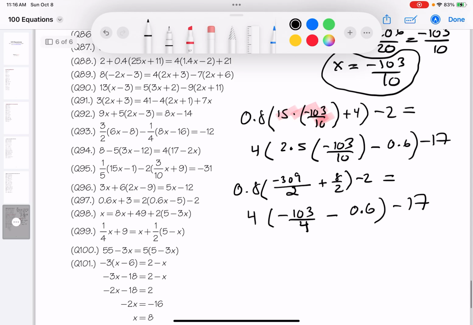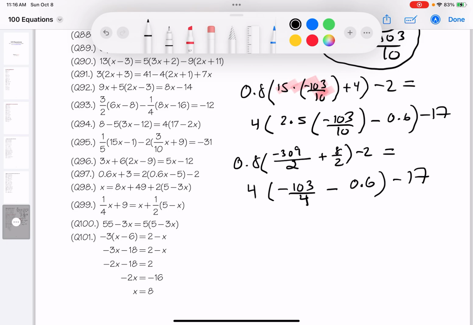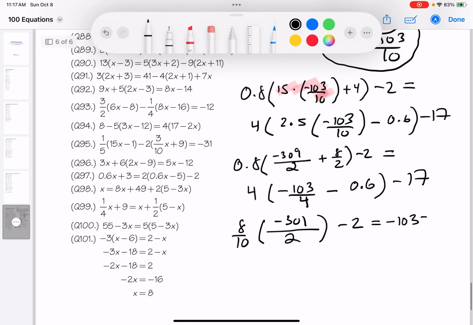All right, let's keep going. Now, as I do this over here, I'm going to write down the 0.8 as 8/10 now. Now, 8/10, I hope you realize, you could write differently, but I'm not going to do that. I'm going to write this as a 2 here. And what do you get? You get minus 301. Minus 2 equals, well, I got to do this now. What do you get? You get minus 103. And 4 times 0.6, by the way, is 2.4. Minus 17. Let's keep going. I know it's tough. 2 goes into 8 4 times.